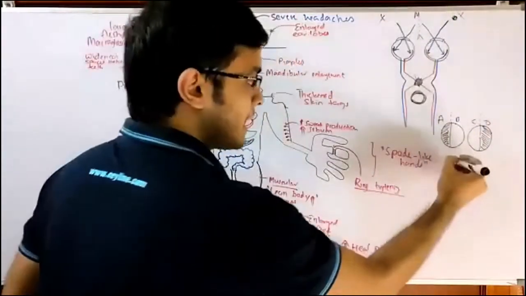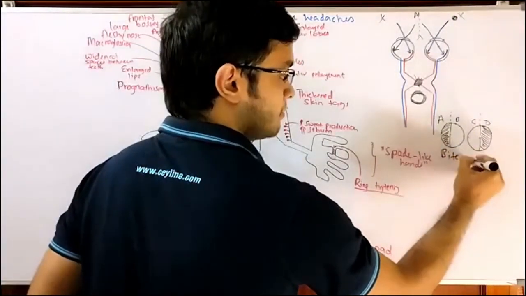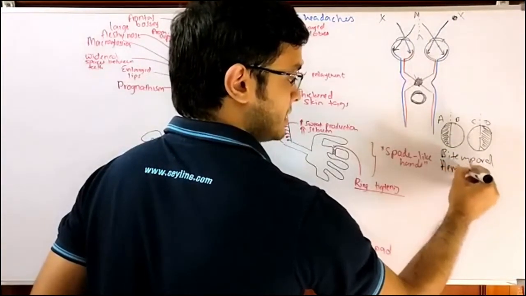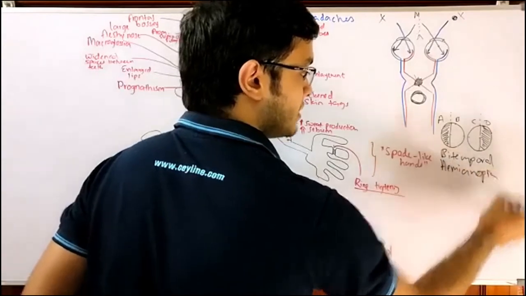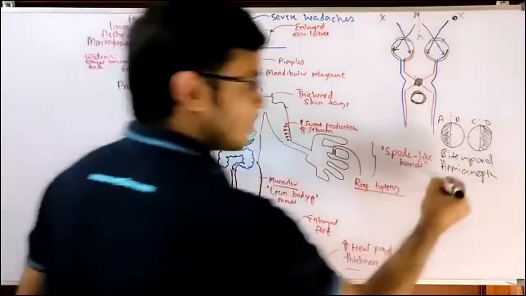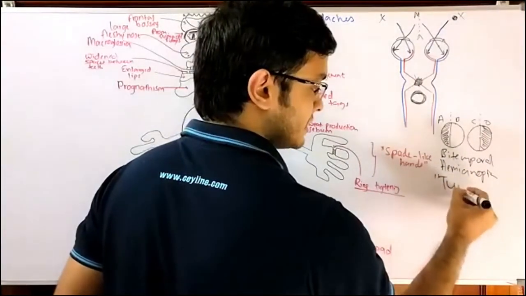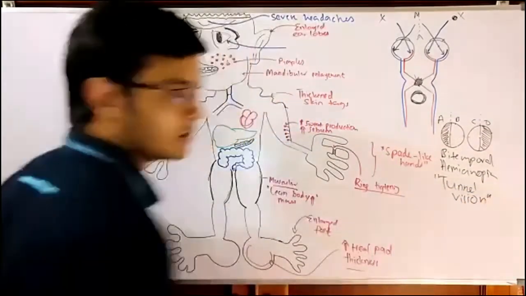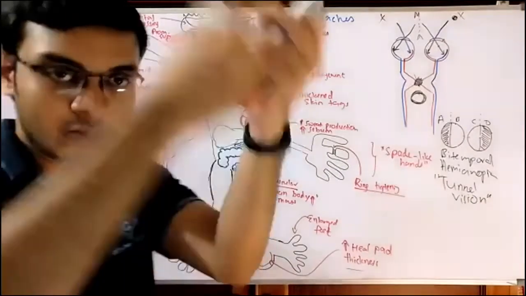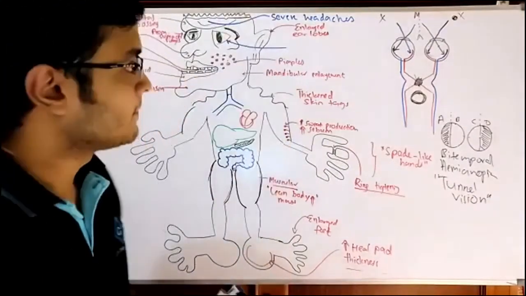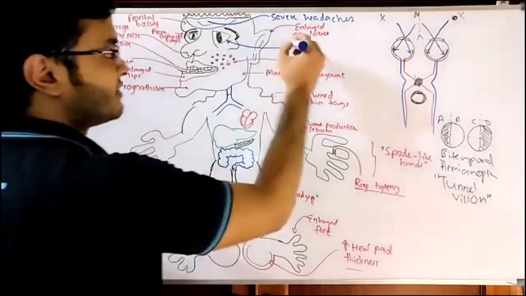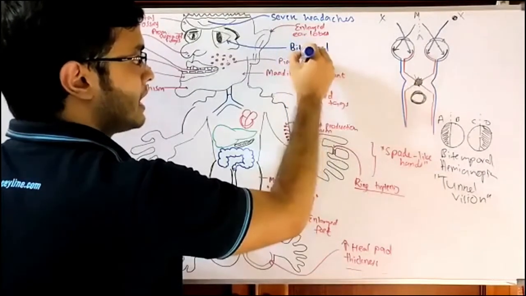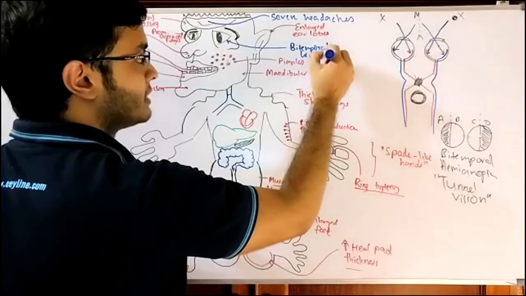So this is called bitemporal hemianopia. This is also called what? Tunnel vision, because you can see only a tunnel area. So this is the visual field defect here, guys. You all can write it here: bitemporal hemianopia.